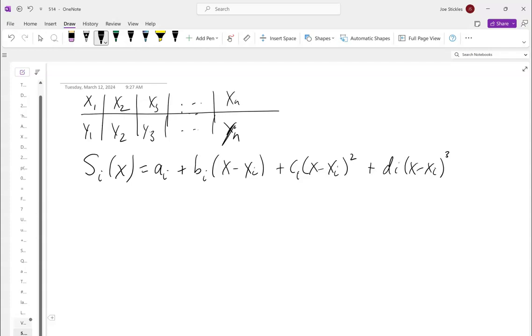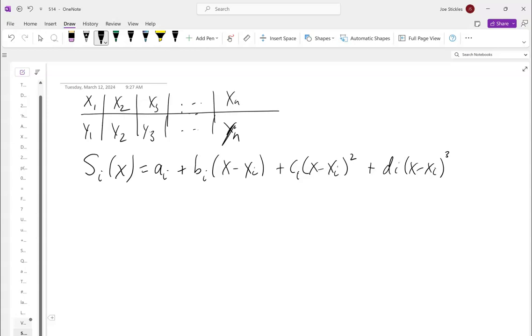So we'll have b sub i times x minus x sub i, c sub i times x minus x sub i squared, and d sub i times x minus x sub i cubed. The reason why we want to write it this way is, hopefully, it's pretty obvious what the a sub i's have to be pretty quickly.